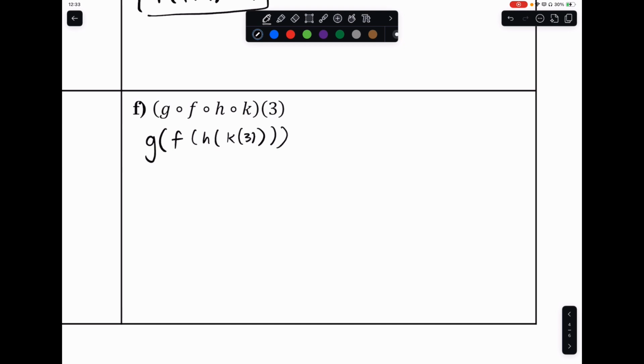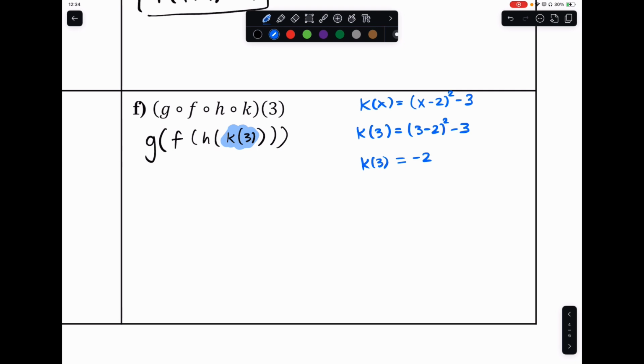Working our way from the inside, we are first going to evaluate what k of 3 equals. Well, again, k of 3, let me write this on top. K of x is again the quadratic of x minus 2 to the second power minus 3. And we're going to start by evaluating what k of 3 equals. So this will be 3 minus 2 to the second power minus 3, which is 1 to the second power minus 3, which is -2. So k of 3 equals -2.